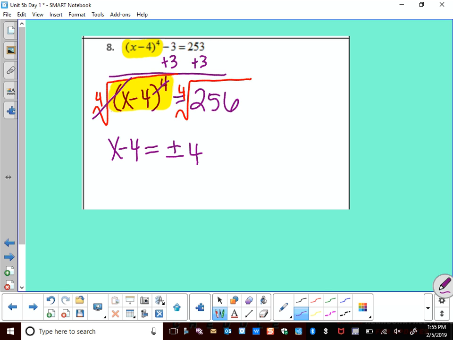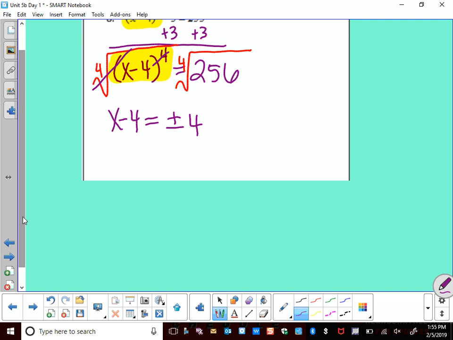Plus or minus. Remember, that's a biggie. You have to remember that because it's an even root. Now we want to get rid of my negative 4 because I want to solve for x. So I add 4 to both sides. Always add in front of your plus or minus. That cancels out, so I have x is equal to 4 plus or minus 4.